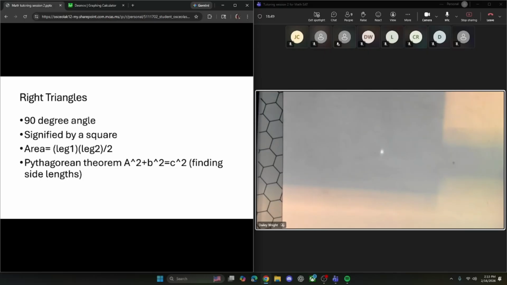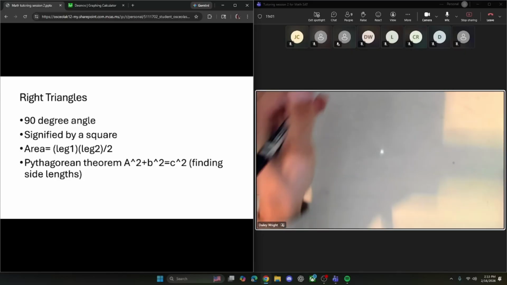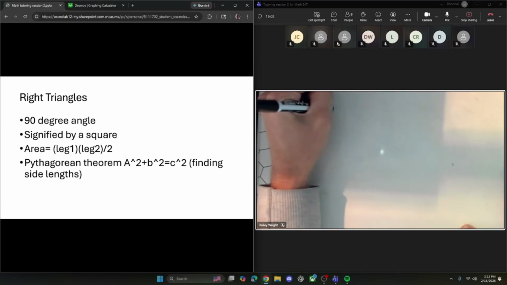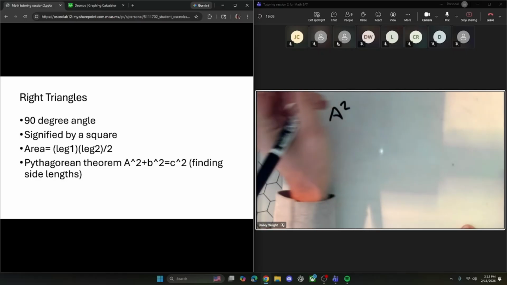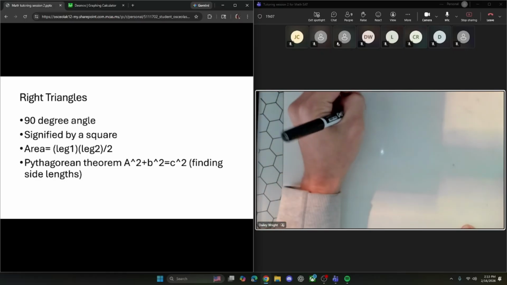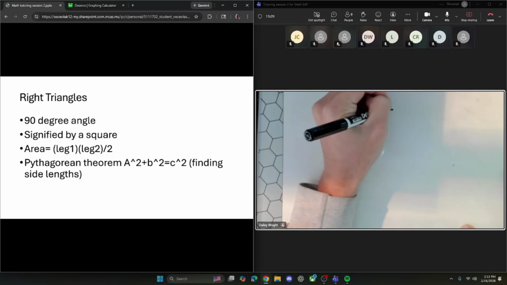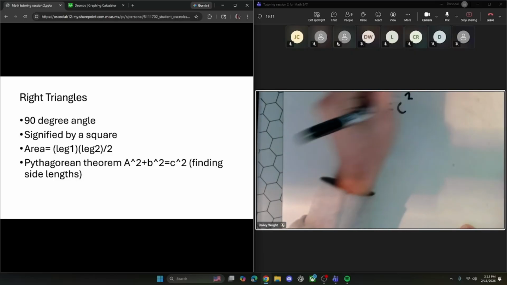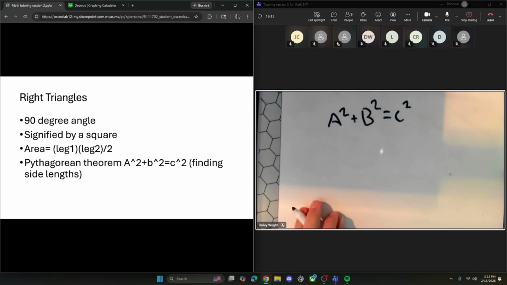So next, this is probably your most important triangle topic overall for the SAT. The Pythagorean theorem. A squared plus b squared equals c squared. That up arrow means squares. The equation looks like this, if that up arrow is confusing to you.